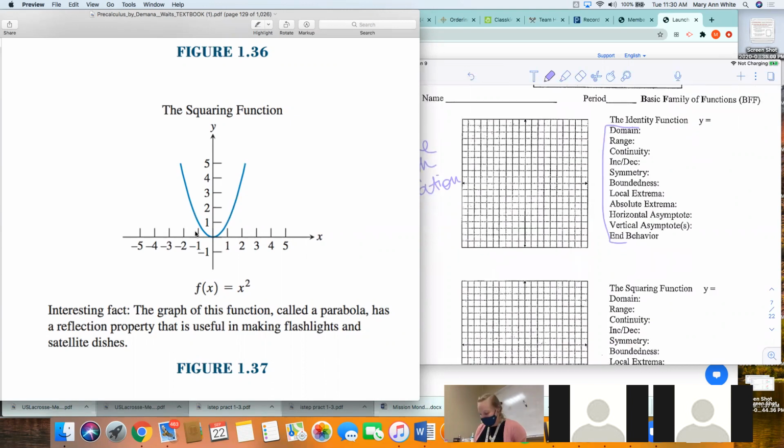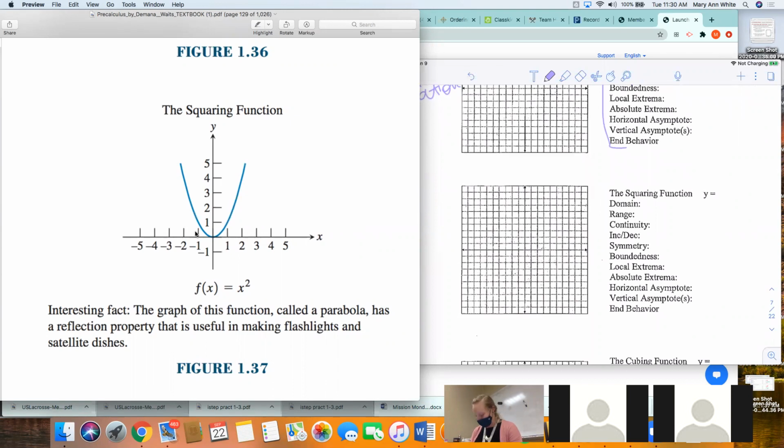So I'm skipping the identity function. I'm going to the second box that says squaring function. And we are doing that one right there.